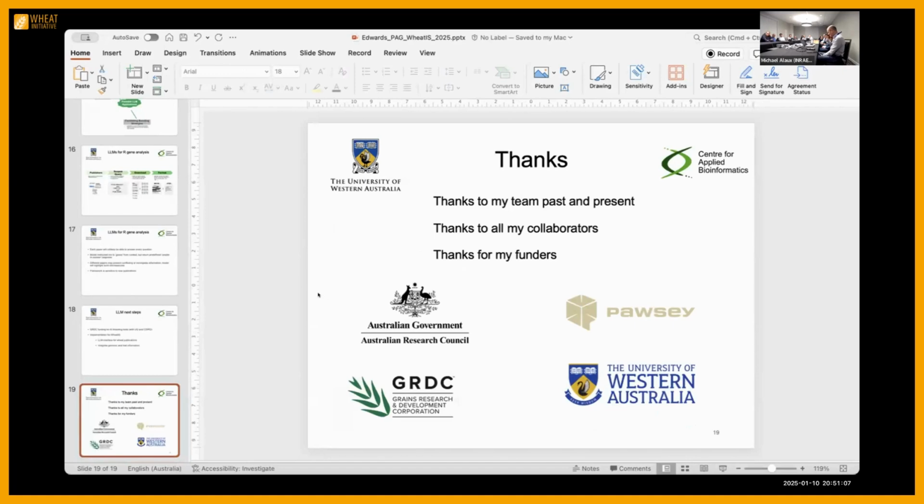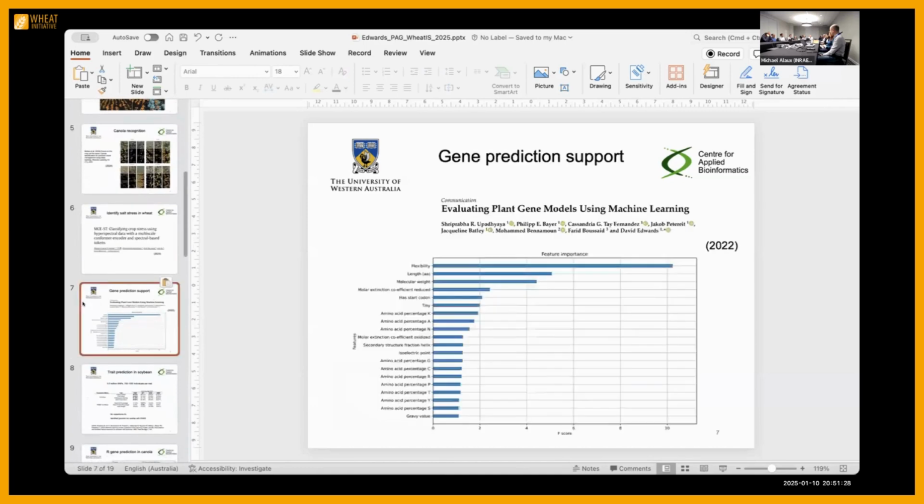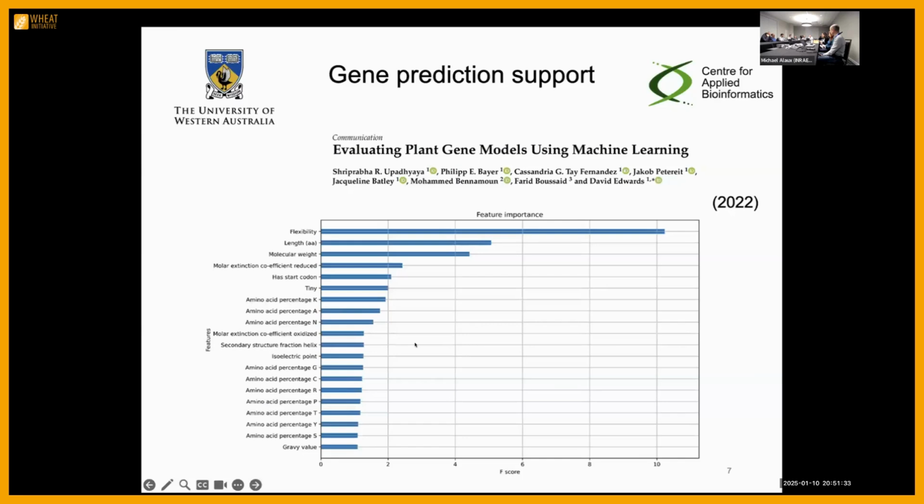Yes, I have one question about the way you use AI to determine the good gene model. What is the parameter you use? You speak about the flexibility of models, but what are the other parameters, the number of exons, something like that, size of exons?